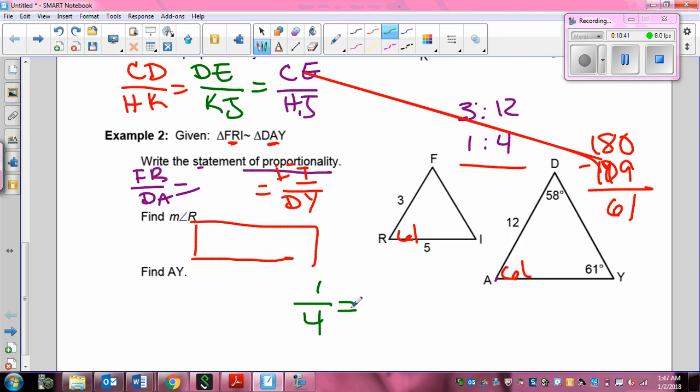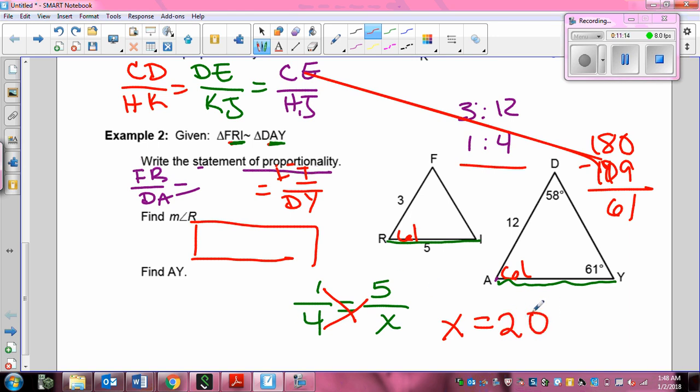1 over 4 is equal to, and then I need to find out what is the same as A to Y. So A to Y is our last two. So our last two is R to I. R to I is 5. And remember the left-hand triangle goes first. So I put 5 first. And then A to Y, well, that's what they're asking us for. So that is our X. And what we're always going to do when we have a fraction on both sides of an equal sign is we're going to cross multiply. 1 times X is X equals 4 times 5 is 20. So A to Y has to be 20. Alrighty. Go ahead and flip your paper over.